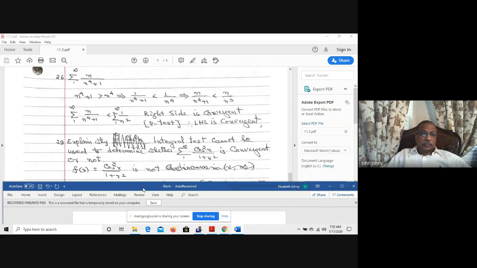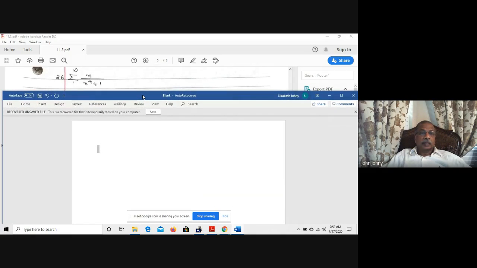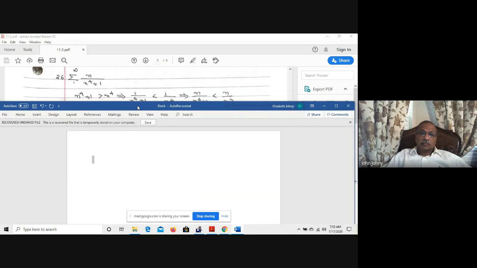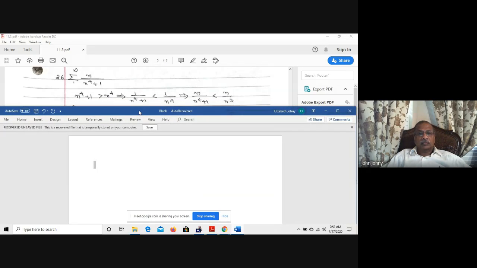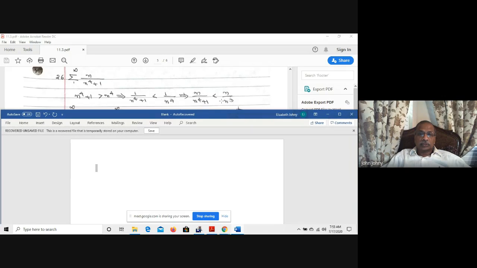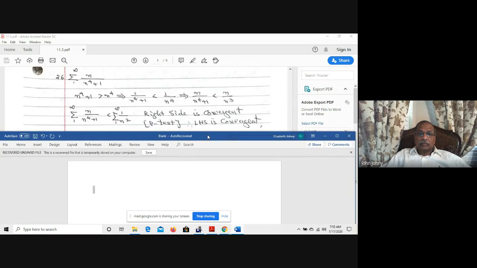Number 26. Sigma 1 to infinity n over n to the 4 plus 1. n to the 4 plus 1 is greater than n to the 4. Therefore, 1 over n to the 4 plus 1 is less than 1 over n to the 4. Therefore, n divided by n to the 4 plus 1 is less than n over n to the 4. Actually it is 1 over n cubed.